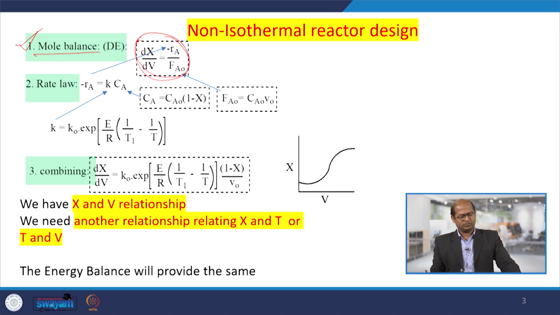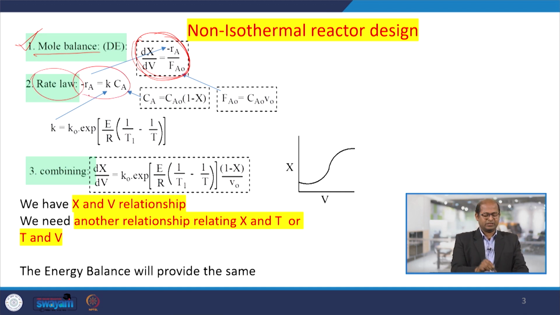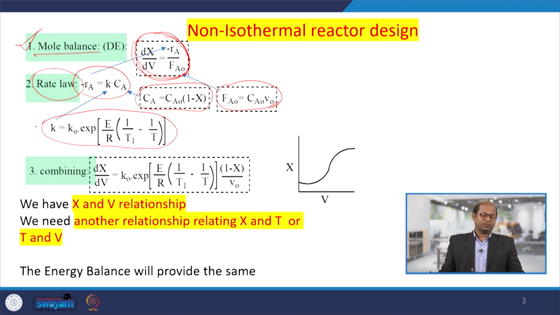In our previous studies we have discussed the mole balance equation or design equation for a plug flow reactor, dX/dV. The rate equation: if the reaction is first order, we can write minus r_A equals k into C_A. And how concentration and conversion are related, and molar flow rate equals concentration into volumetric flow rate. These components we know, and how the rate constant is related to temperature, that part we know. So we substitute k, concentration and molar flow rate in the design equation.